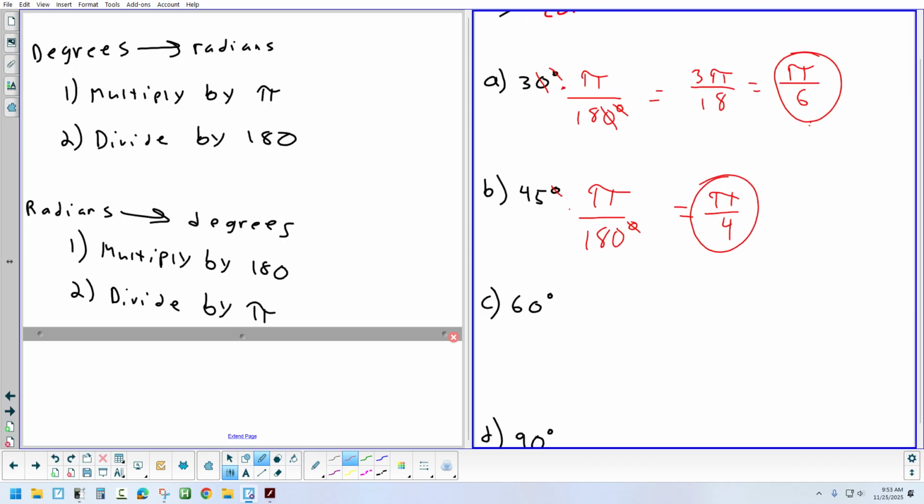Okay, 60 degrees would be the same thing. Multiply by pi over 180 and just reduce it. How many times does 60 go into 180? Marcelo? 3. Pi over 3. If they ever ask you to round to 2 decimal places, you can. Just type this in on the calculator. Don't use 3.14. Use your pi button. It's more accurate. Always use the pi button.